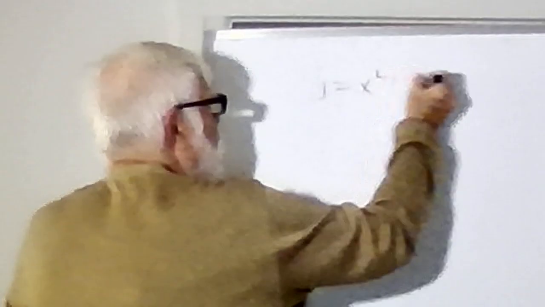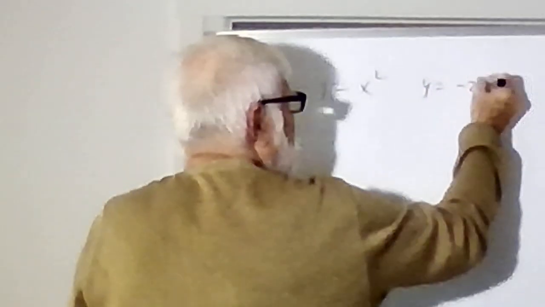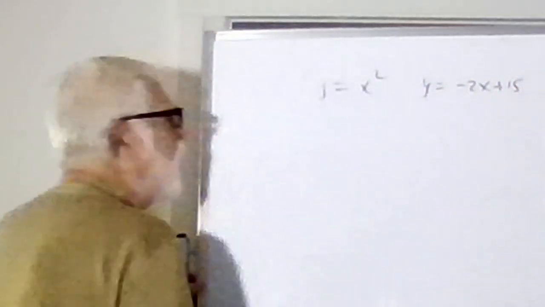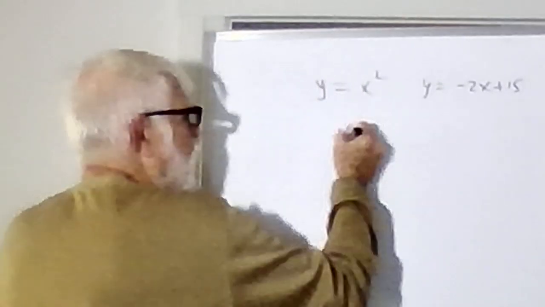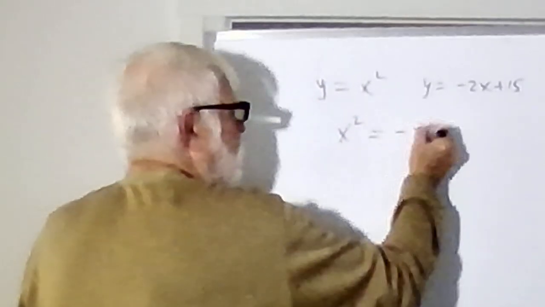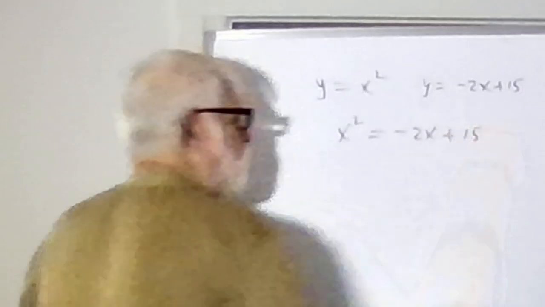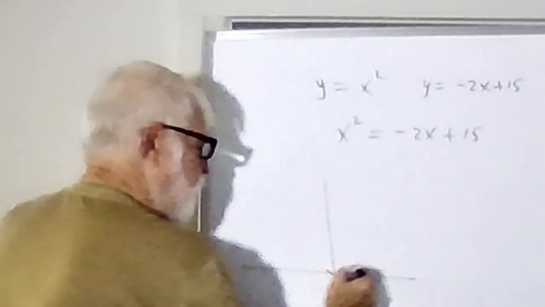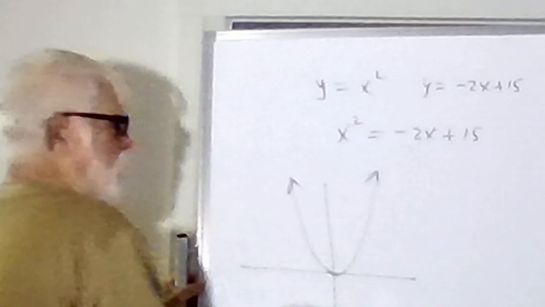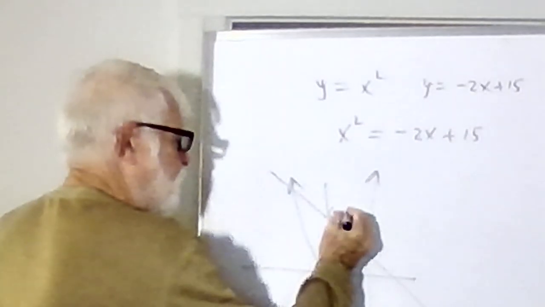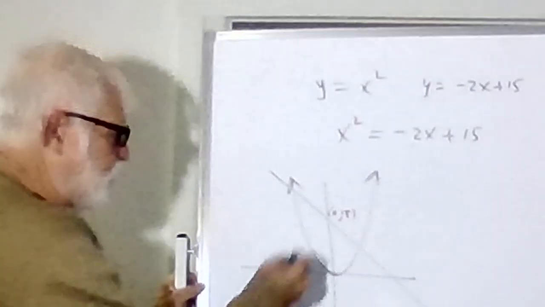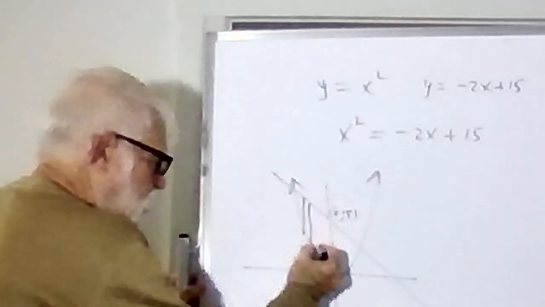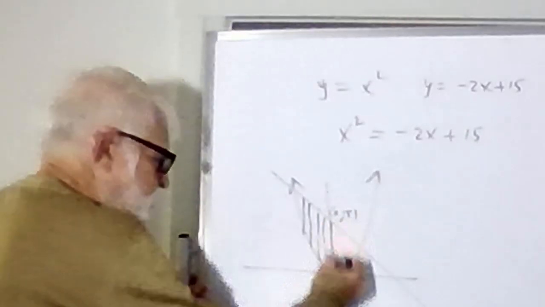All right. Find the area bounded by y equals x squared and y equals minus 2x plus 15. Which implies, there's an implication here, that we want to look at when does x squared equal minus 2x plus 15? When does x squared intersect with minus 2x plus 15? 0 gets me 15. Well, how are we going to find this area here? By an infinite number of rectangles.